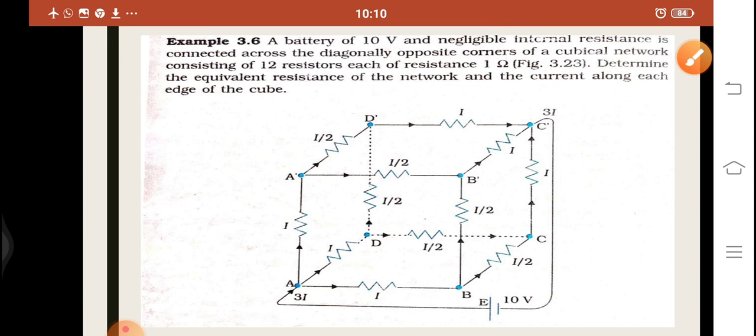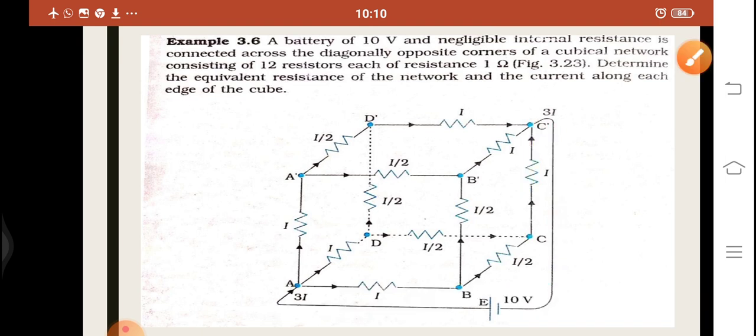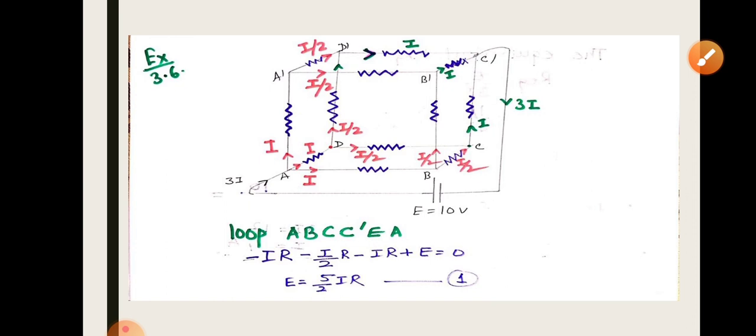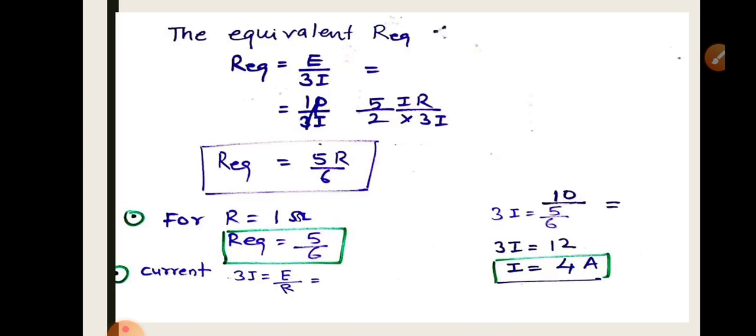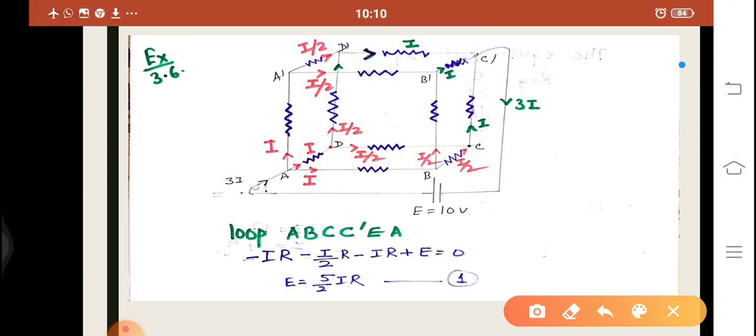Now take this loop: A, B, C, C dash, E, A. And we know in the direction of current, the product of current and resistance will be negative. Now here minus IR, minus I by 2 R, minus IR, and then plus E. Why plus E? Because we are getting the positive terminal of the battery first. So from this it will become E equal to 5 by 2 IR.